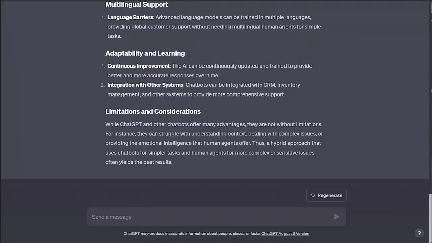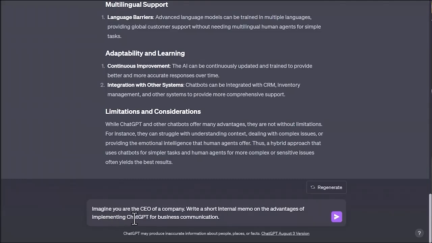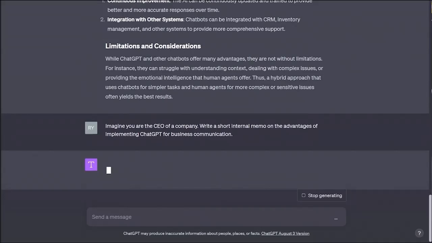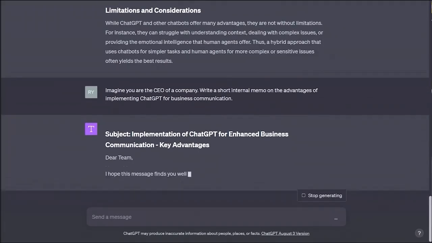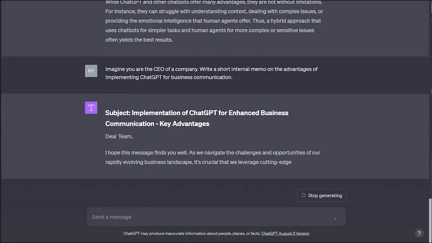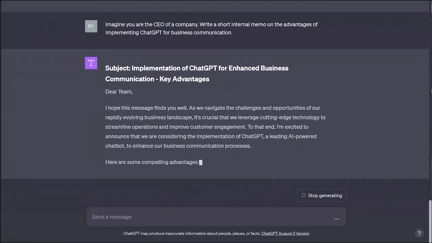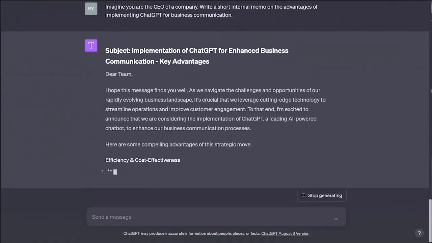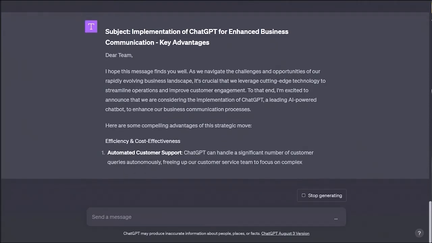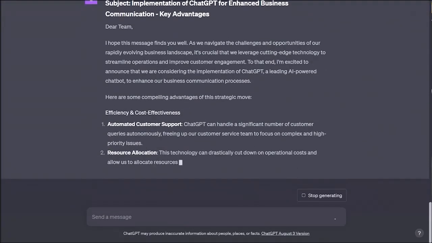Prompt C. Finally, let's try a creative prompt. Imagine you are the CEO of a company. Write a short internal memo on the advantages of implementing ChatGPT for business communication. It takes a few additional moments for the results to load, as the response is more detailed. This prompt certainly has more specificity, but it's much more effective due to its rich context, which allows ChatGPT to output a very targeted and clear response in a very usable format.